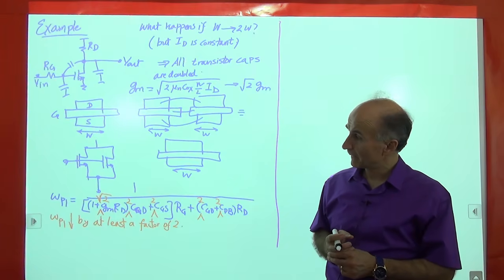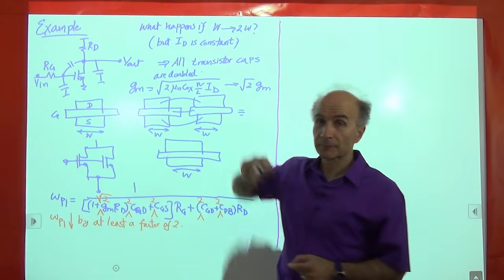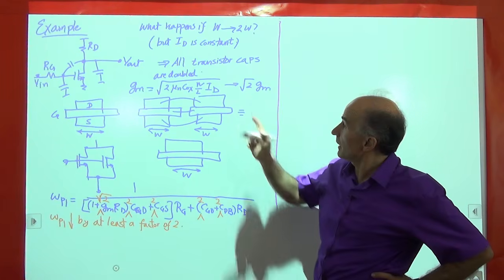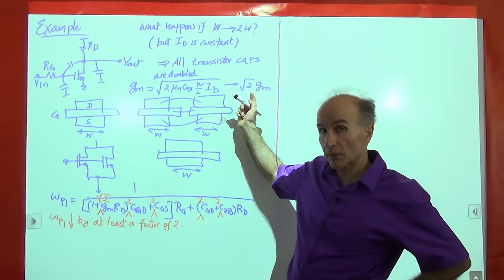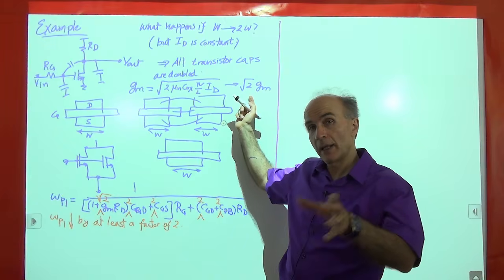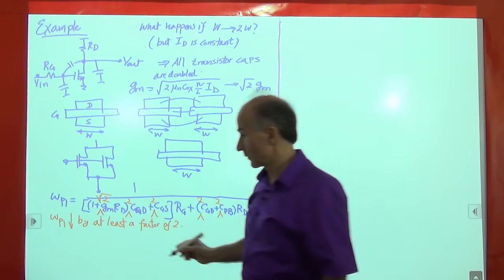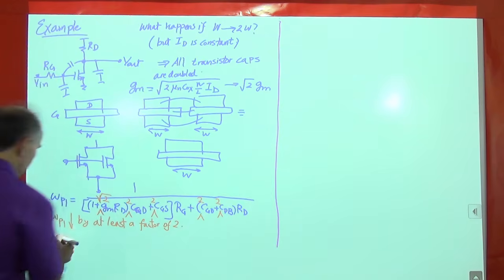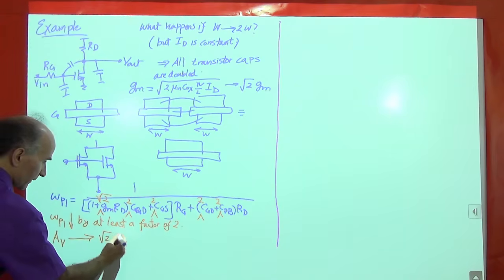Okay. What else happens when we do this? Well, because GM went up, the voltage gain of the circuit goes up, right? The voltage gain used to be minus GMRD. Now it's minus square root of 2 GMRD. So what we see is that the low frequency gain, which we usually call AV goes up to square root of 2 times AV.